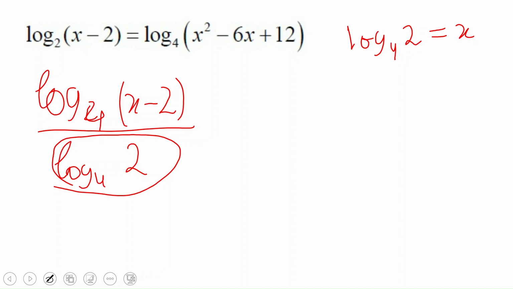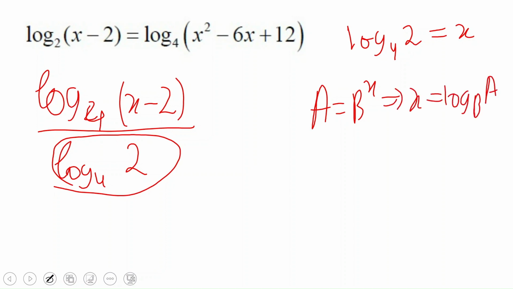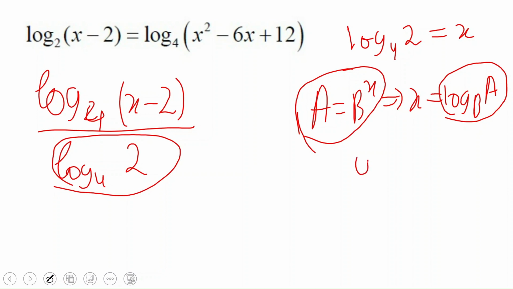So how can we use the formula that I showed you previously, which is that if a is equal to b to the power x, then x is equal to log of a base b. Using the same logic over here, this is what we have. We need to get it in this form to solve it, or we can just use the calculator. But to solve this, 4 is going to be b. So 4 to the power x is equal to 2.